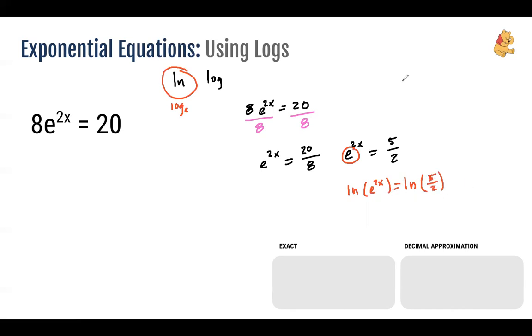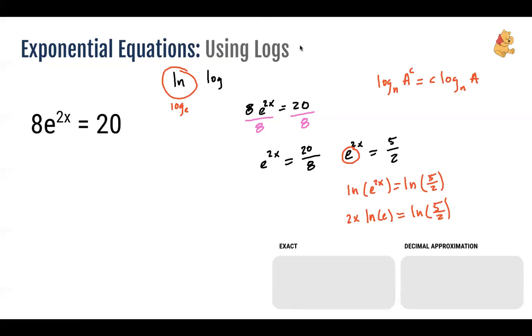And that will allow me to use the law that we have previously stated, that if we have any logarithm of a raised to the power of c, that can be expressed as c multiplying the logarithm base n of a. So we're going to use that law in order to have 2x times the natural logarithm of e and the natural logarithm of 5 over 2.